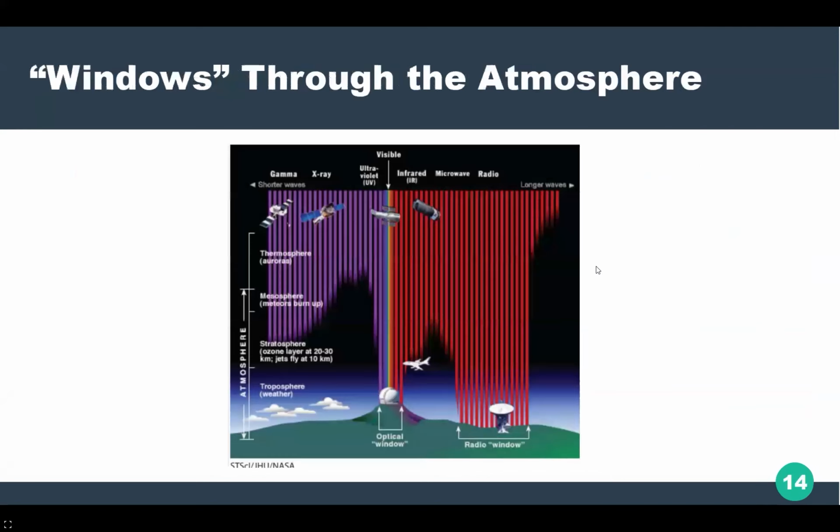This diagram demonstrates these windows, where the optical window and the radio window are mostly transmitted down to the ground through the atmosphere, but you see that less and less of each other type of electromagnetic radiation, where each type is determined by its wavelength, is going to penetrate into the atmosphere and therefore not be something that we generally see when we're looking from the surface of the Earth.